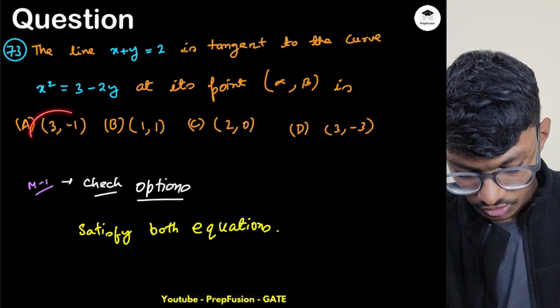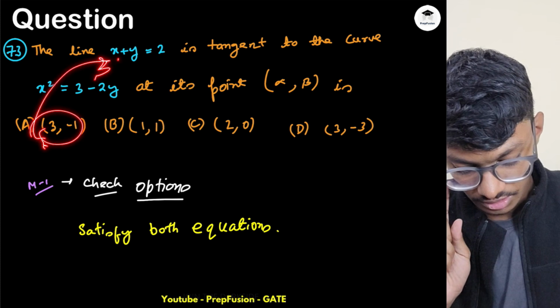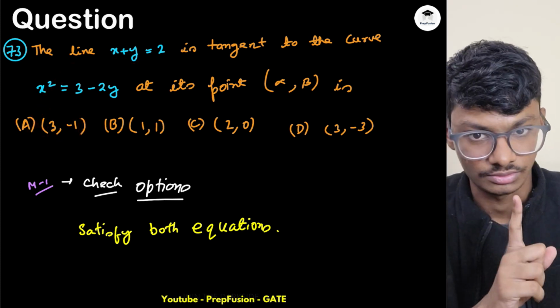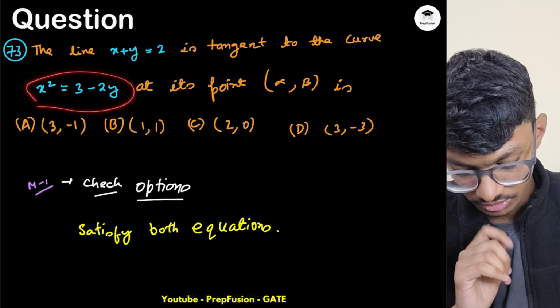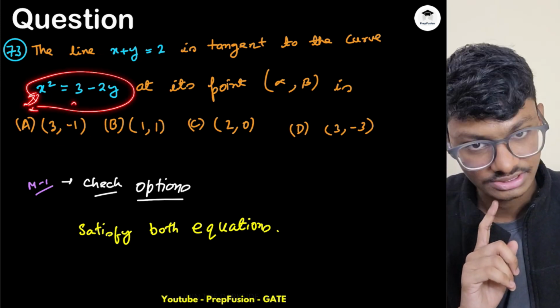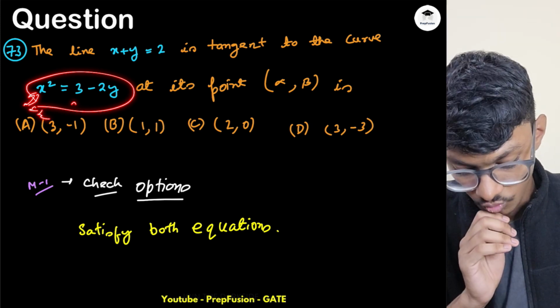So if I put x equals 3, then what does y become? y becomes minus 1. So yes, this satisfies the first equation. So let us check the second equation. x equals 3, this is 9, minus 3 is 6, divided by 2 is 3, which is not correct.